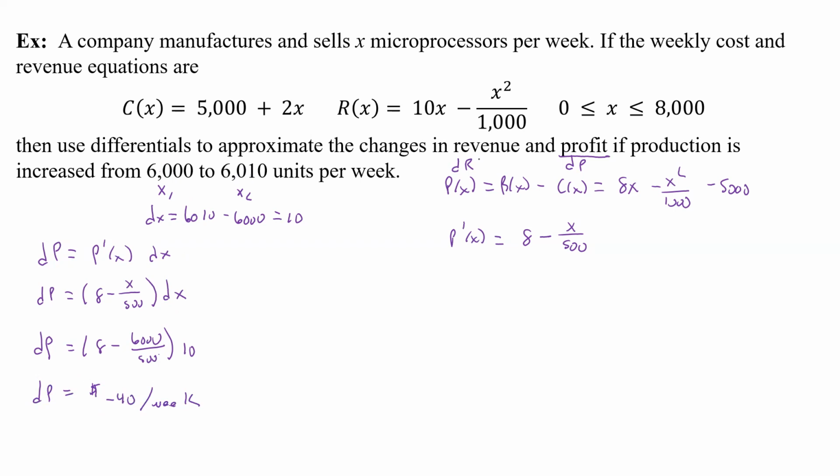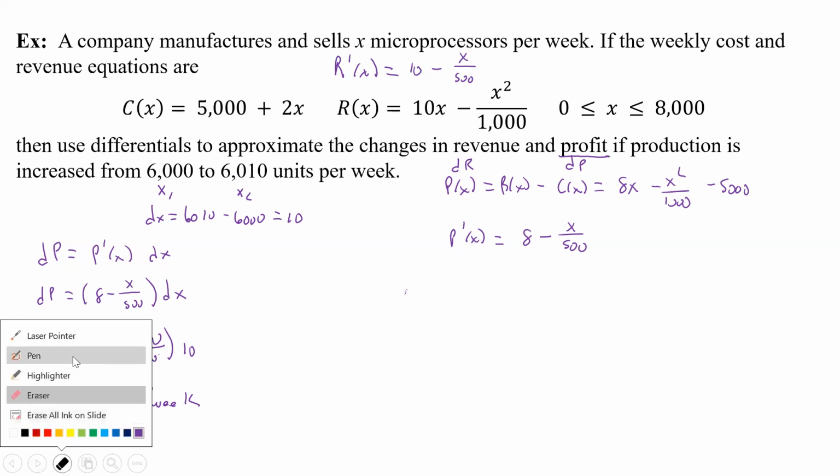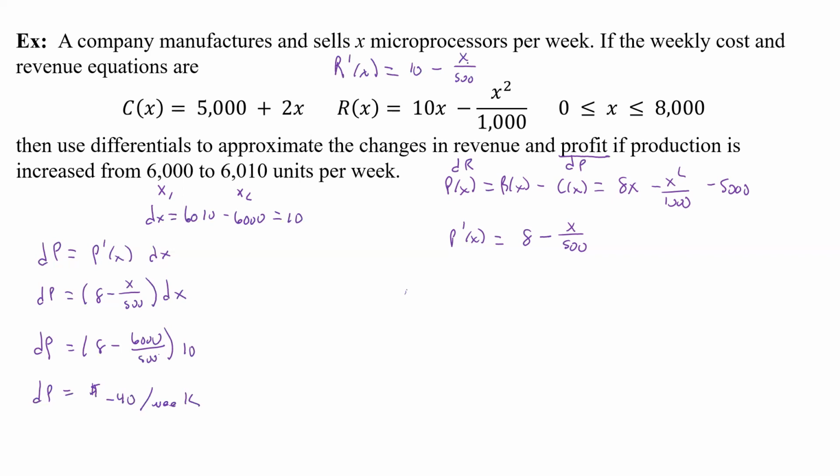Now we also want to look at revenue. So dR. Well, if this is R, what is R prime, or the derivative of that? That derivative is going to be 10 minus, and then 2 here, that's going to be x over, oops, not 5,000, but 500. Too many zeros. So now we have that, and that's going to be our R prime.